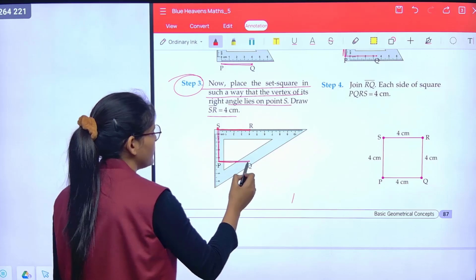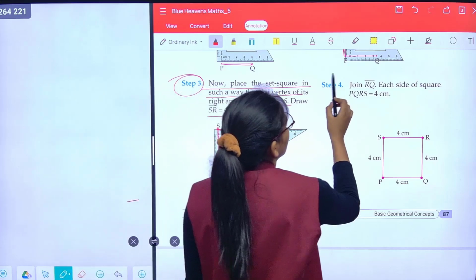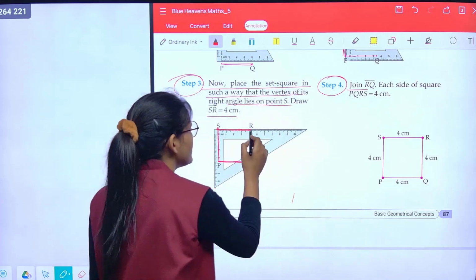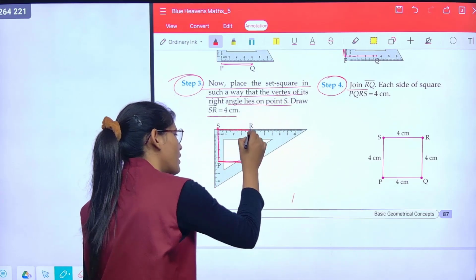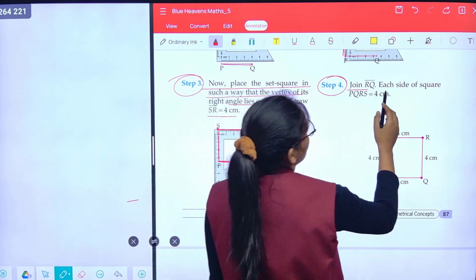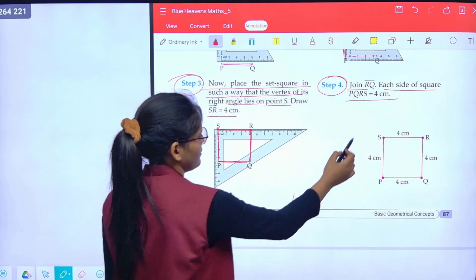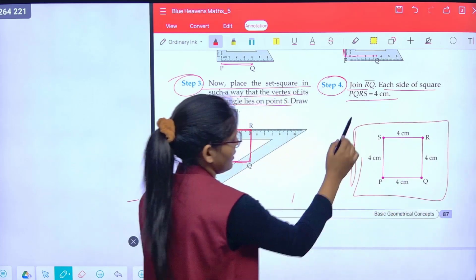Understood, class? You all are understanding now? Now step 4, join RQ. Now what did we do? We joined RQ. Understand? Each side of the square PQRS is equal to 4 cm. This is a square.